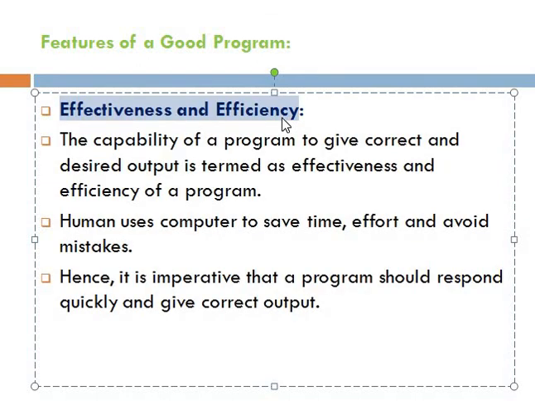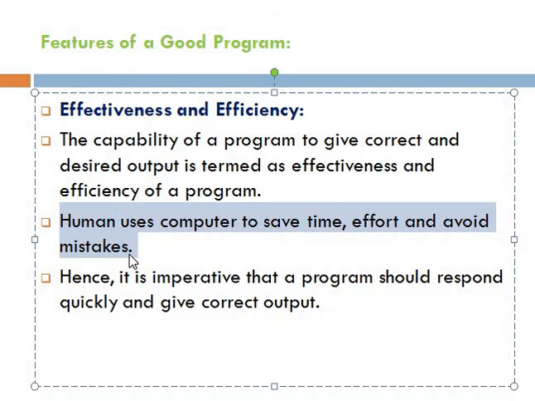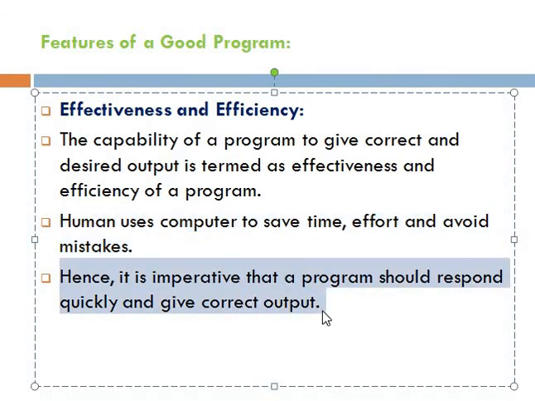The next feature of a good program is effectiveness and efficiency. The capability of a program to give correct and desired output is termed as effectiveness and efficiency of a program. Humans use computers to save time, effort and avoid mistakes. Therefore, a program executed in a computer should respond quickly and give the correct output. And that will show the effectiveness and efficiency of a program executed in a computer.